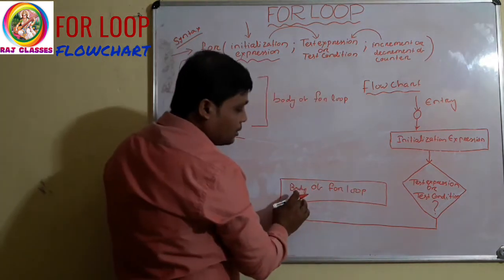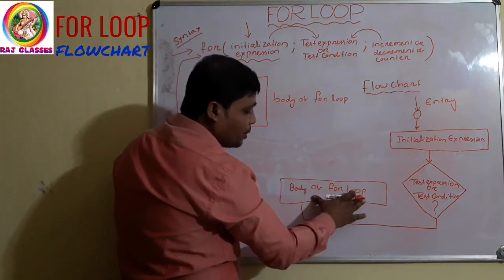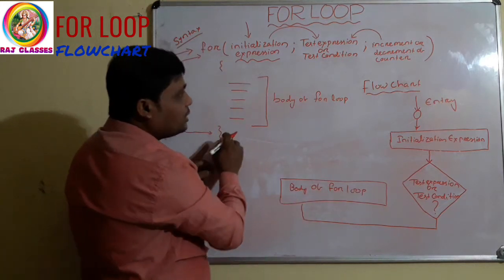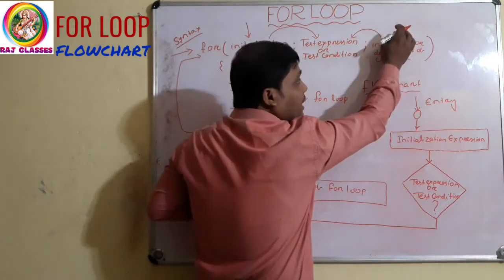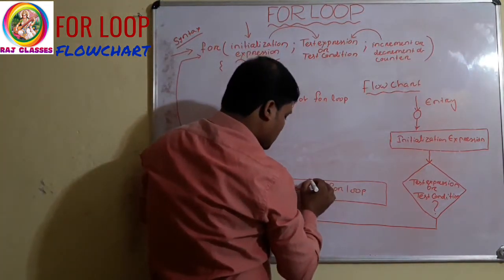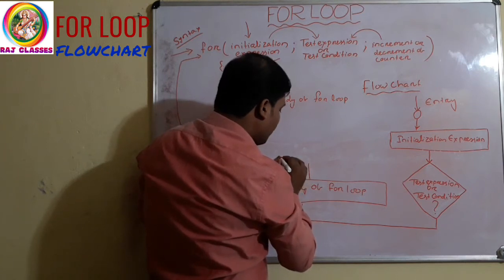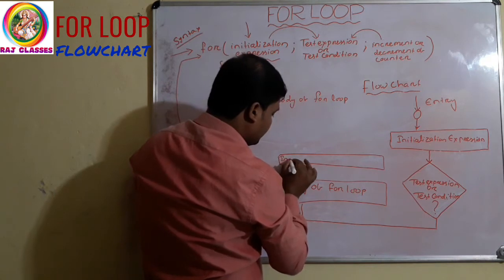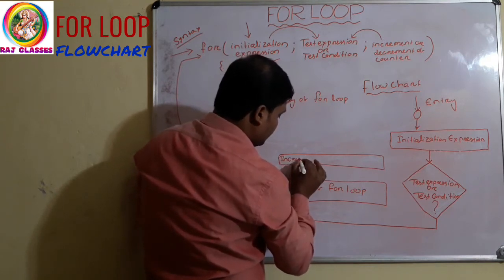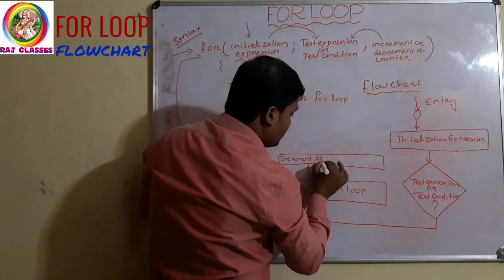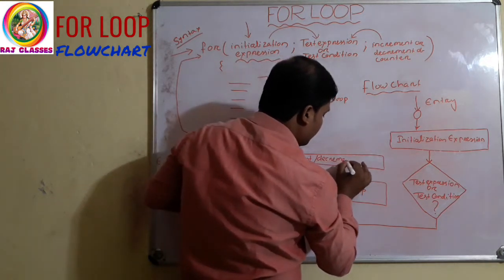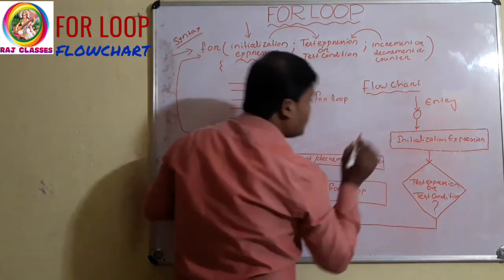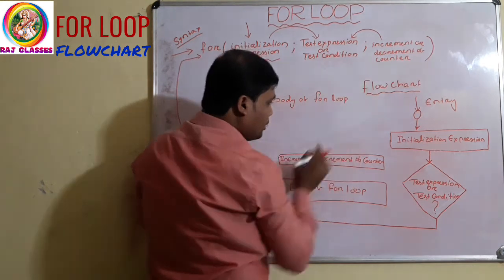Clear? After the execution of the body part, when the control reaches the end of the loop, then it will automatically go to which part? The increment or decrement part. So here the increment or decrement of the counter will be done. Clear?